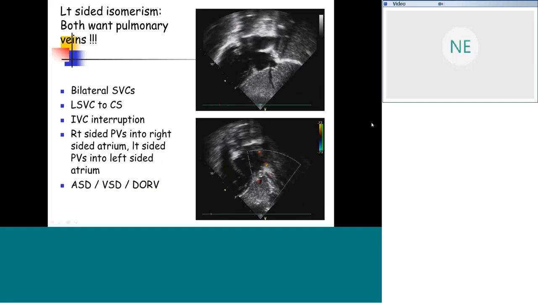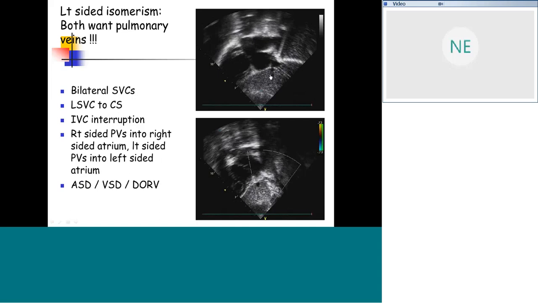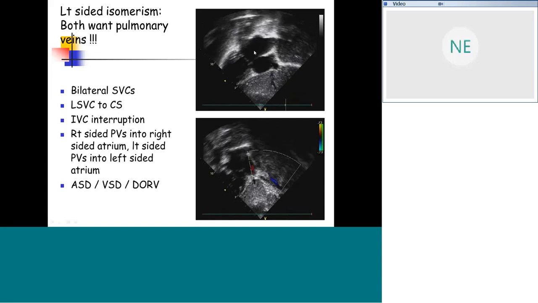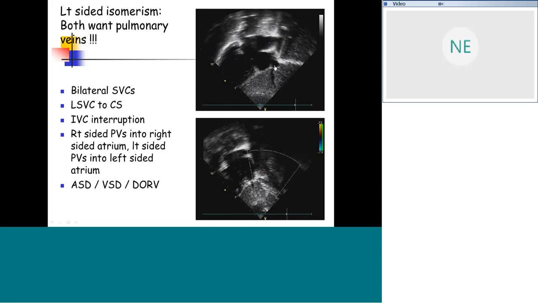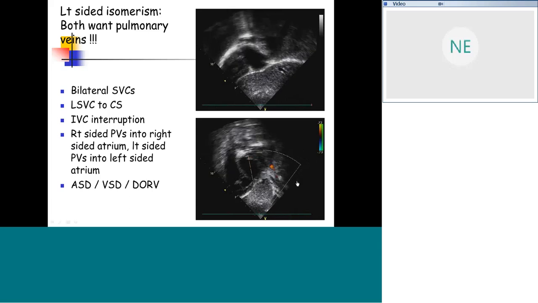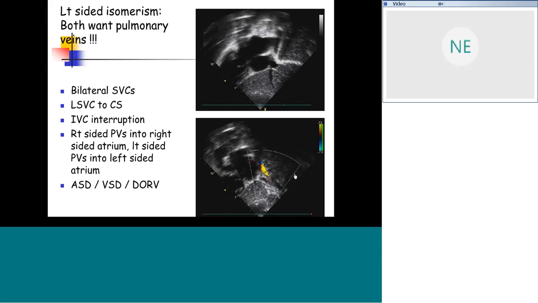Whereas if you go to left-sided isomerism, remember that both sides have the pulmonary veins. As you can see in this figure, the right-sided veins would enter the right atrium and the left-sided veins would enter the left atrium. And neither side has the systemic vein. That means IVC interruption is more common. Along with that, you can have intracardiac defects like VSD, double outlet right ventricle, etc. So this is about isomerism. When do you suspect right and left-sided isomerism?